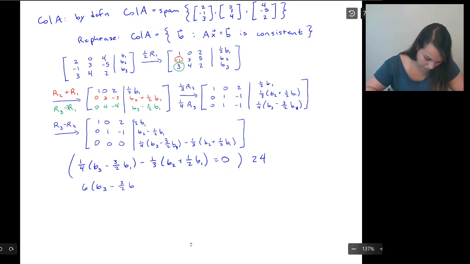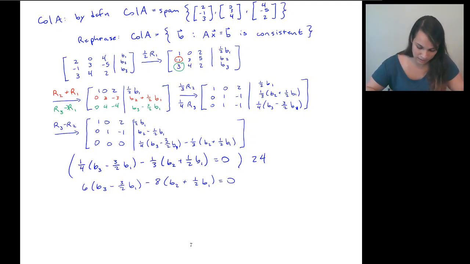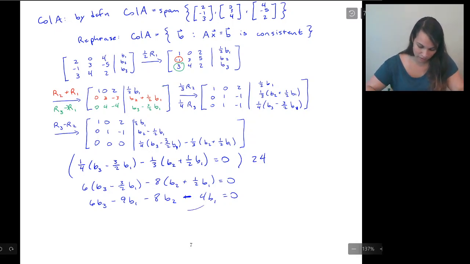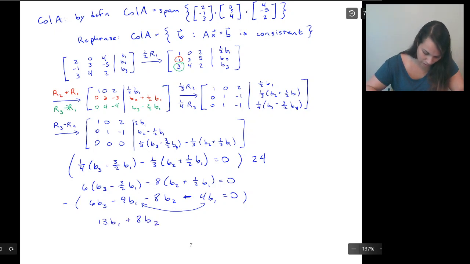6b3 minus 3/2 b1 minus 8b2 plus 1/2 b1. We can deal with this. 6b3 minus 9b1 plus minus 4b1. Okay, and then combine like terms, and also multiply by a negative so that I have 13b1 plus 8b2 minus 6b3 equals 0.